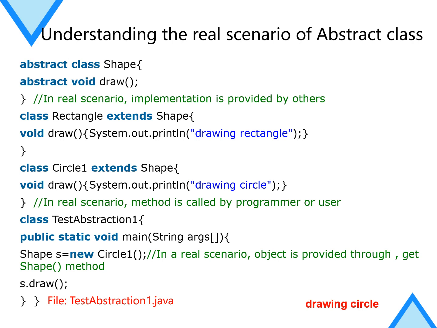If we write shape a equal to new rectangle, then if we call the draw method, it will call the rectangle implementation. If we look at this example, actually we are going to implement multi-level implementation. Through abstraction we can implement this. As a usual practice in Java, we do not have this facility, but through abstraction we can do it.